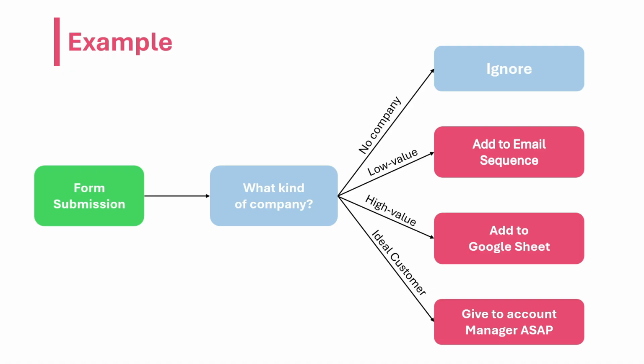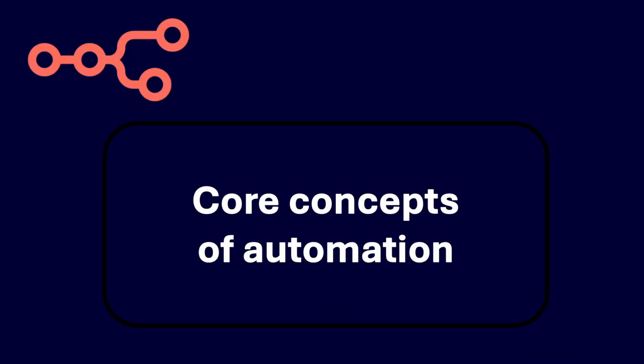So what kind of company it is, is our trigger: no company, low value, high value, ideal customer. This flow chart is our filter of the data, and then we generate certain outcomes. These are our actions, and we are also going to discuss their terminology later on. Now we will see some core concepts of automation.